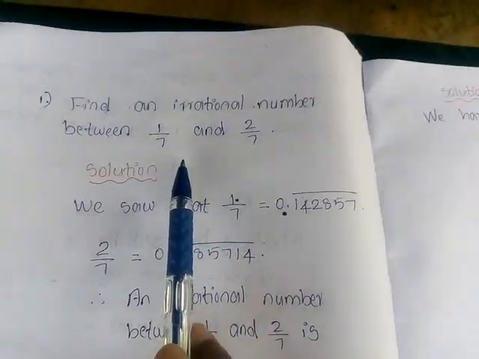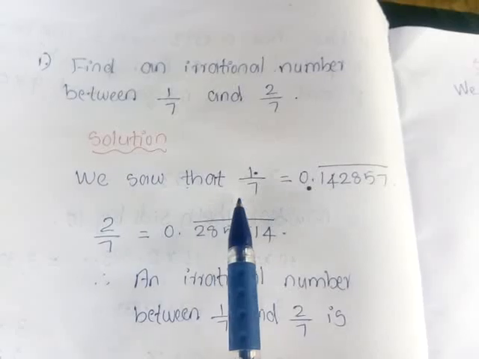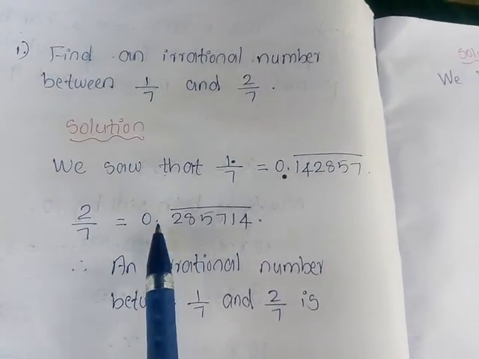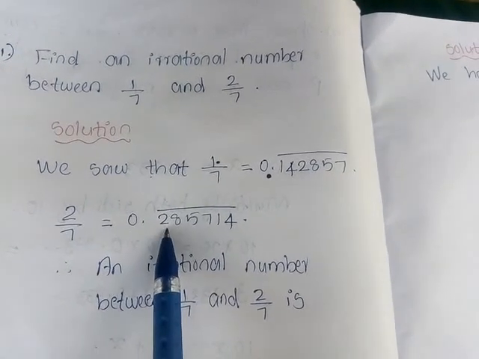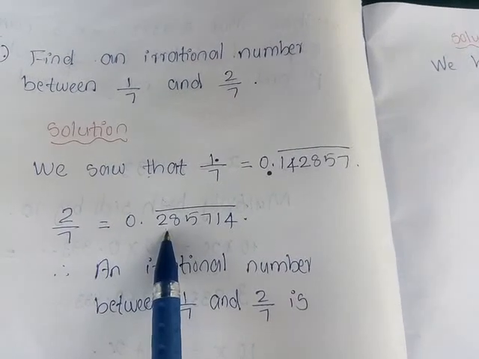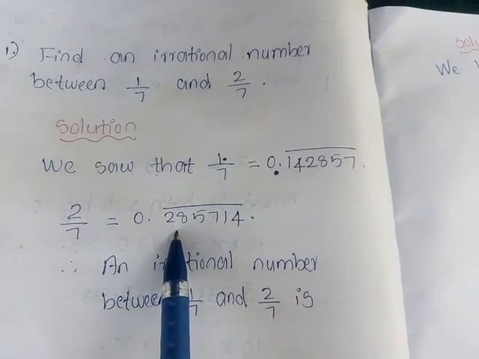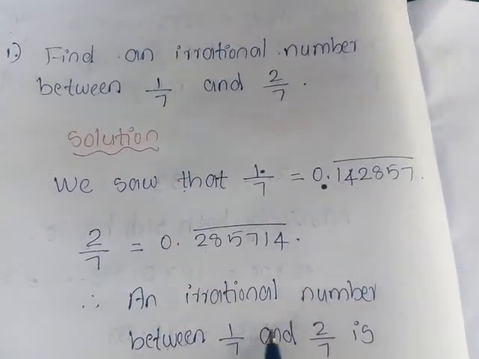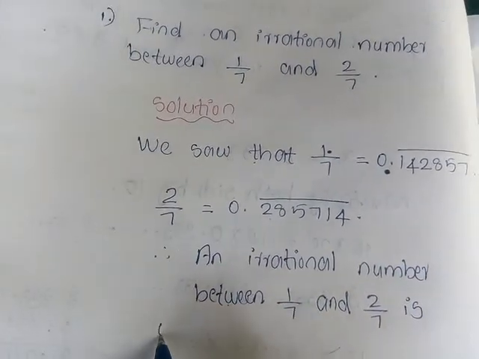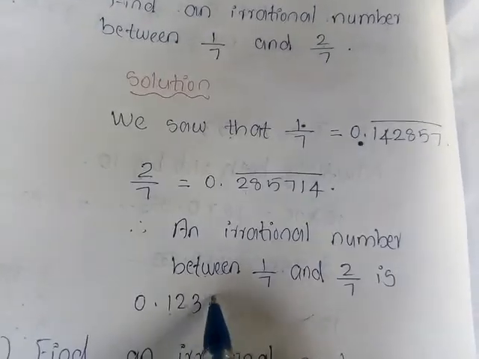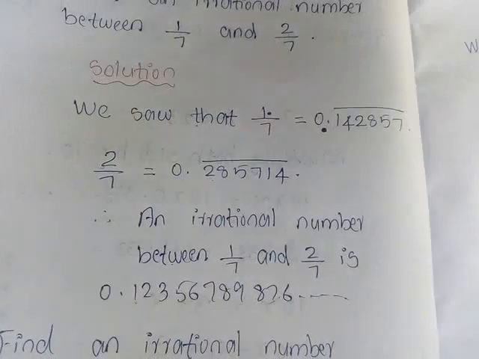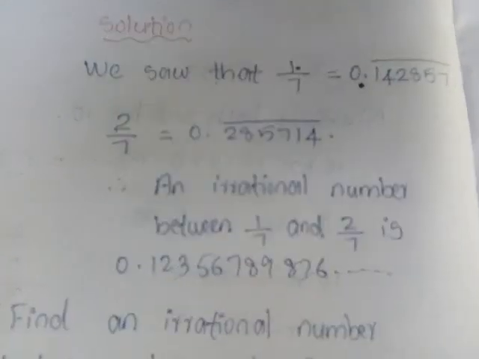The question is to find an irrational number. So you need to observe that the start of 1 by 7 is 0.1, and here it is 0.2. So you can select infinitely many irrational numbers. Only one rule: they are non-recurring, non-terminating. So an irrational number between 1 by 7 and 2 by 7 is 0.12356789876 etc. You can write any irrational number.